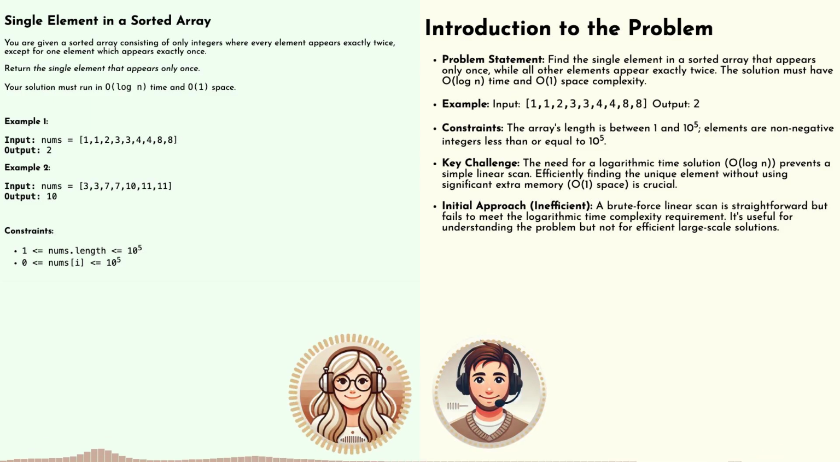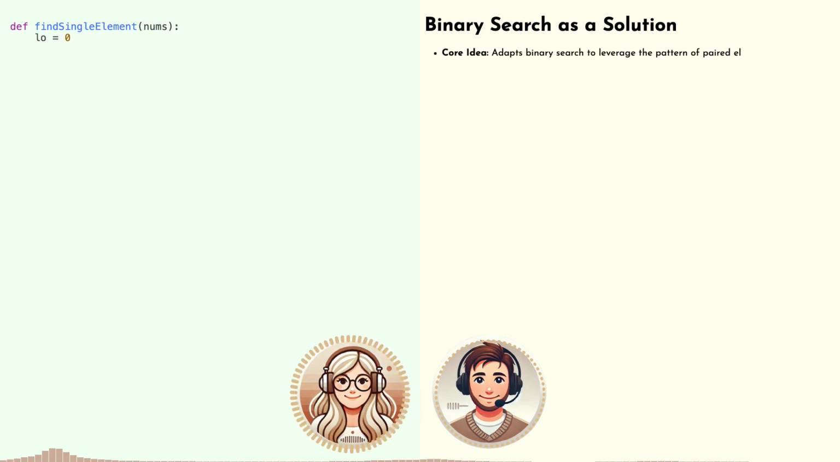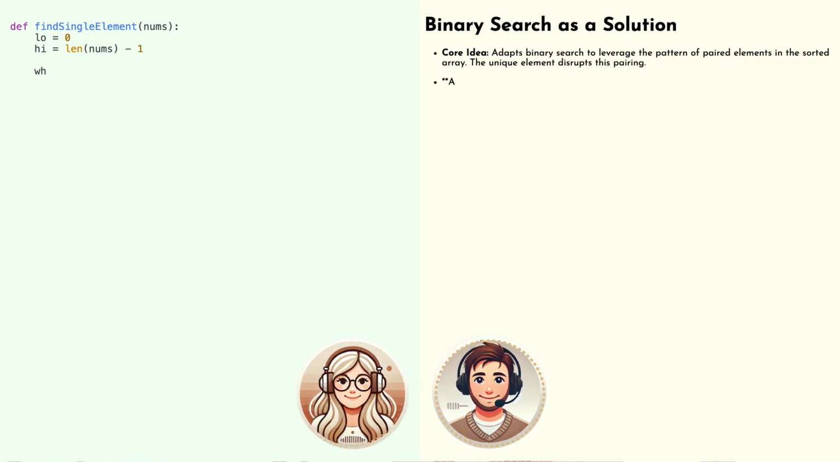Efficiency. That's the key, right? Because if we have a small array, no big deal. We can just look through it. Right. Brute force it. But what if we're talking about an array with millions or even billions of elements? Exactly. That's where things get a bit more challenging, and that's where clever algorithms come in to save the day. Absolutely. And in this case, there's a really elegant solution using binary search.